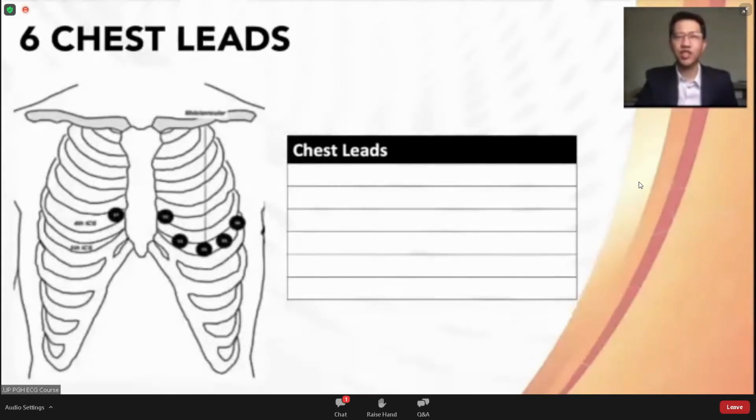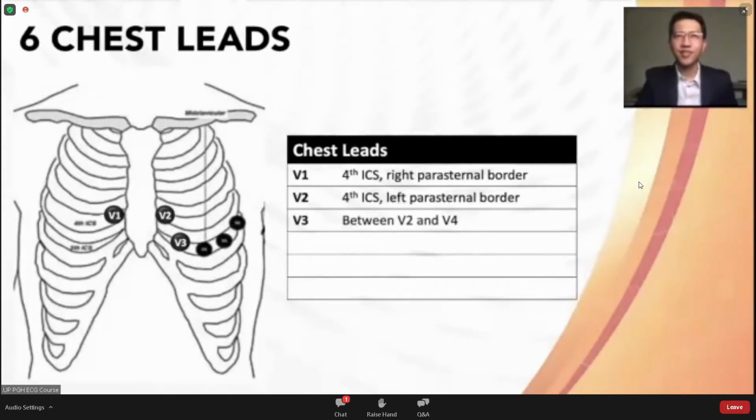We have 6 chest leads. V1 on the 4th ICS right parasternal border. V2 on the 4th ICS left parasternal border. V3 between V2 and V4.